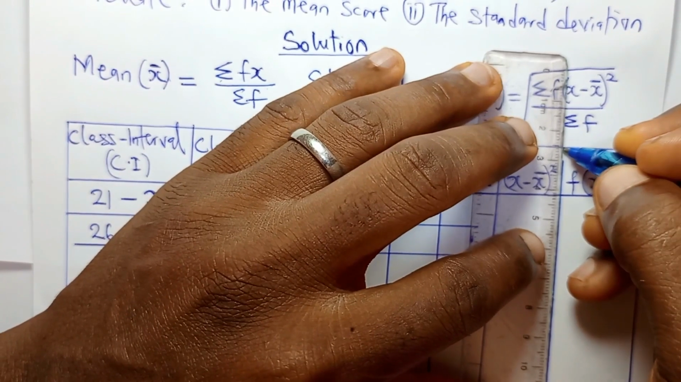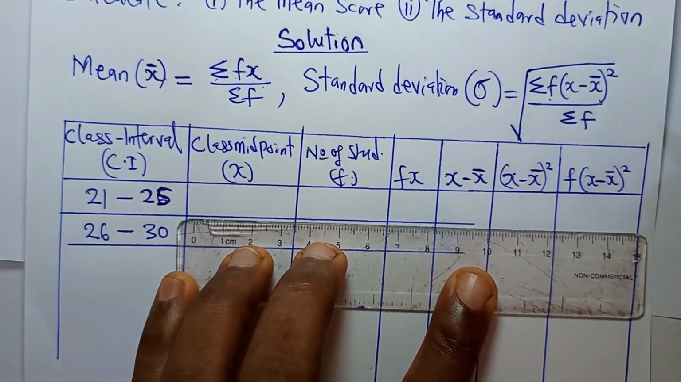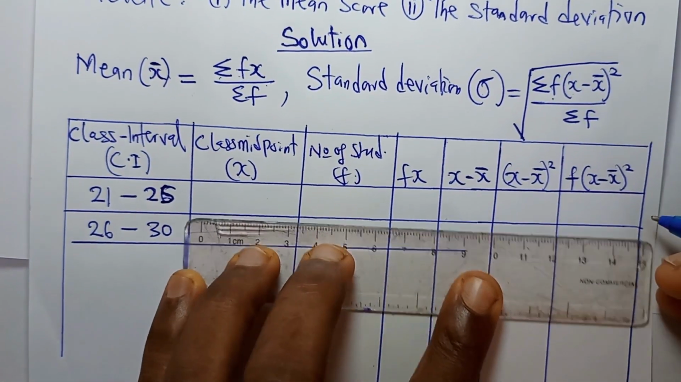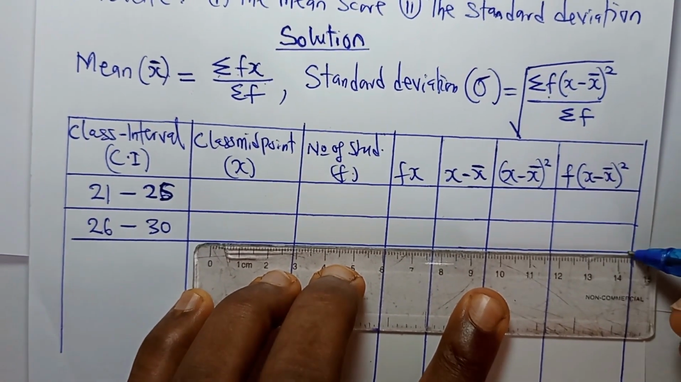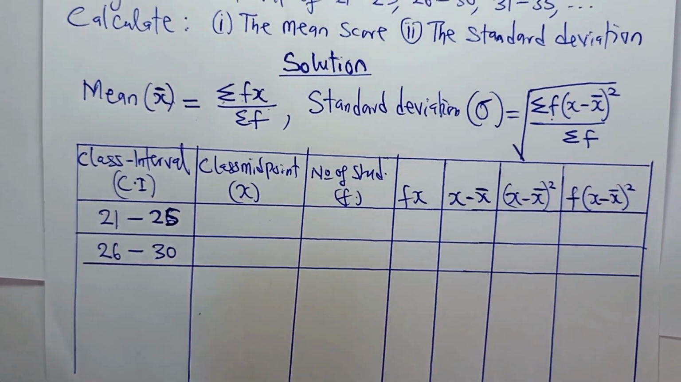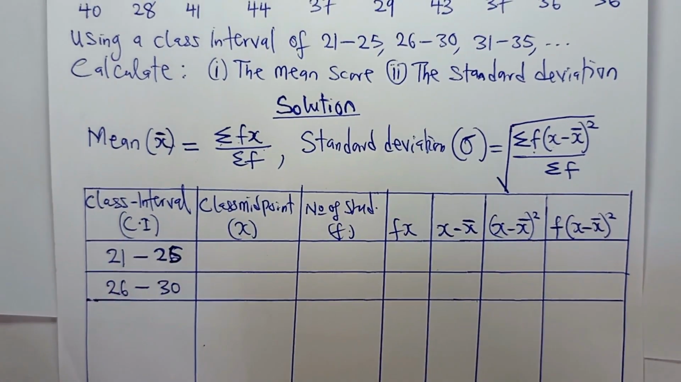So statistics, you have to be patient. It's all about the table. Okay, now let's go ahead and fill this table so that we'll get our mean and standard deviation.